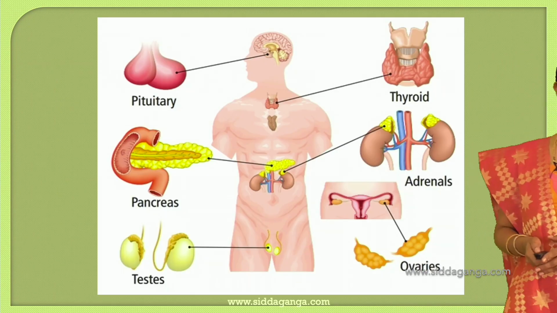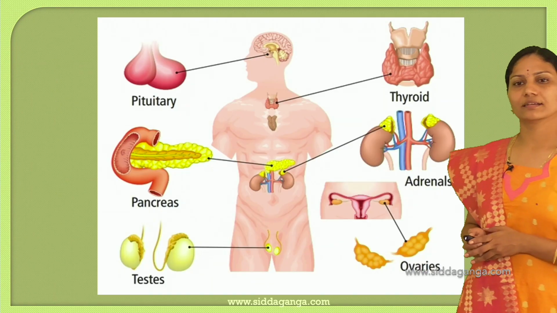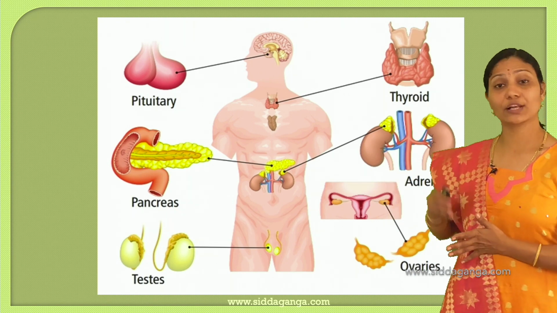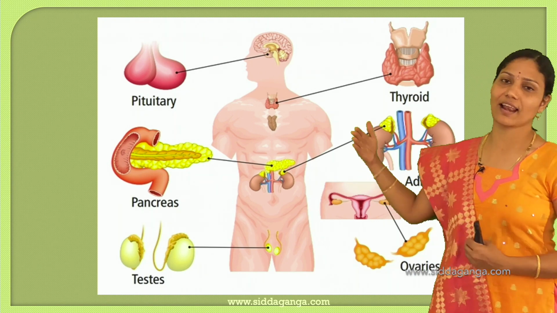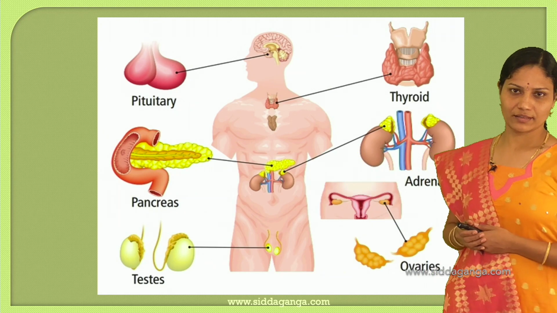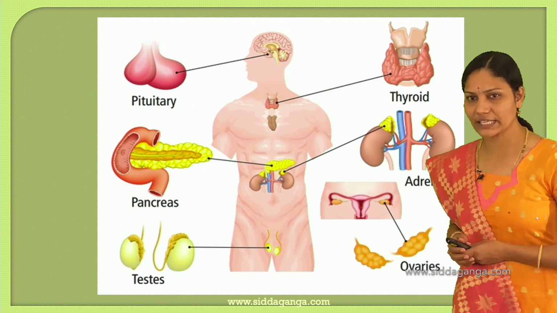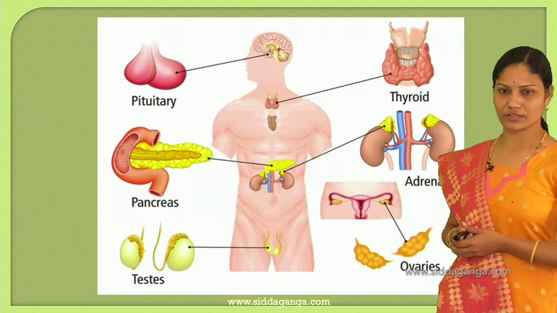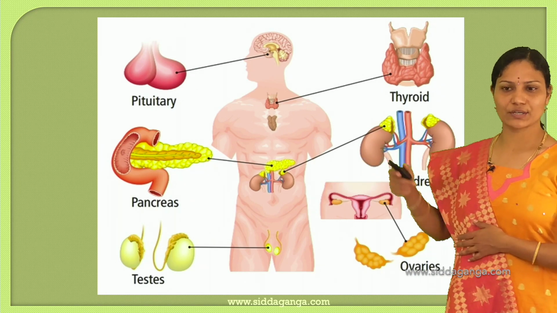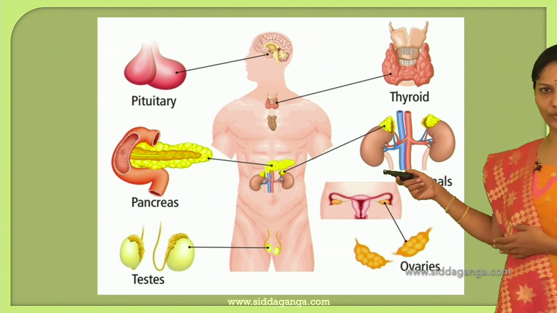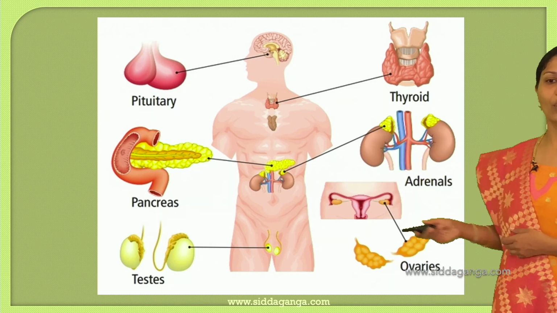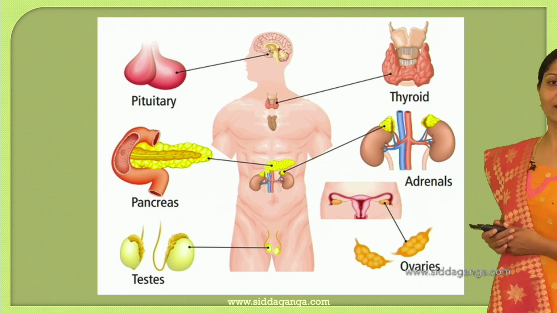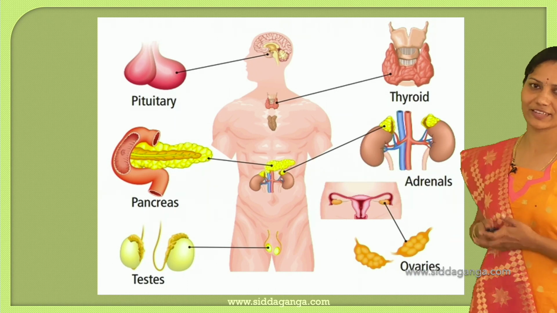So let's move further. This is a picture depicting the location of various glands in our body. The pituitary is located at the base of the brain, the thyroid in the throat region, the pancreas or islets of Langerhans, the adrenal on top of the kidneys, the ovaries in the pelvic region, and the testes in the scrotum.